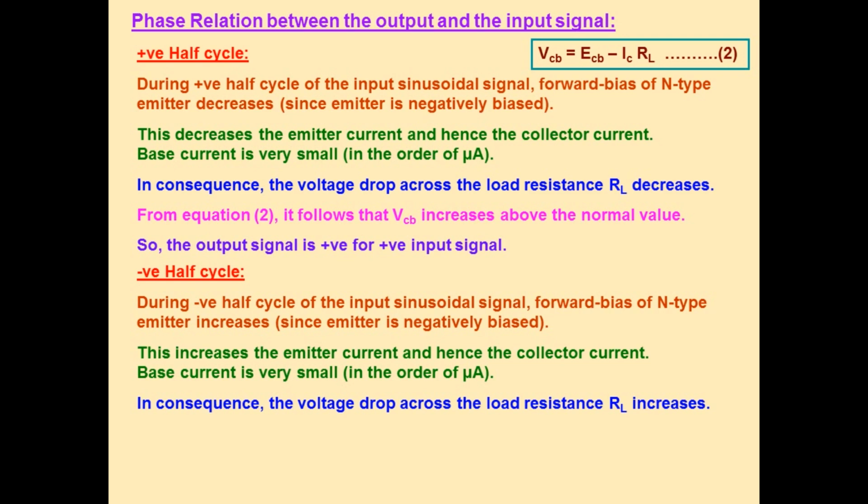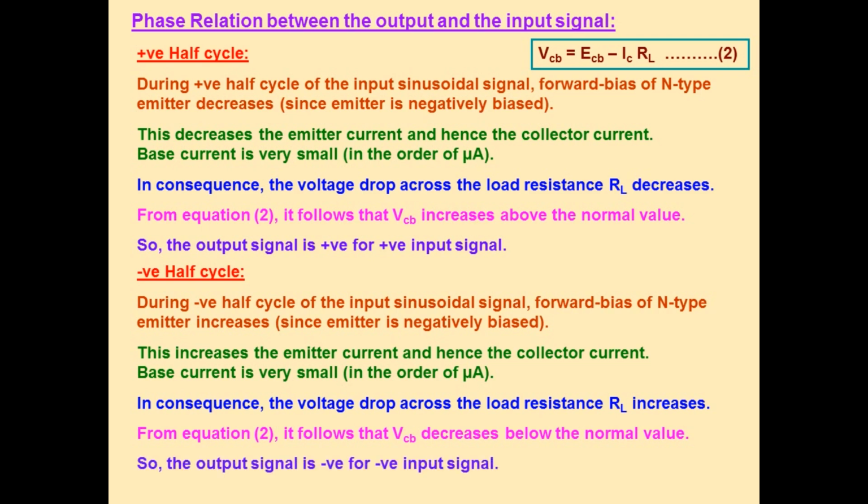So voltage drop across load resistance increases, so VCB decreases below the normal level. So output signal is negative for negative input signal. Observe carefully. For positive half cycle, output signal is positive for positive input and output signal is negative for negative input signal. So this indicates that input and output are in same phase. Input and output are in same phase in the case of common base configuration amplifier.